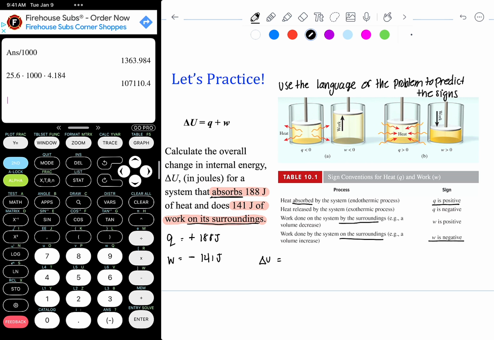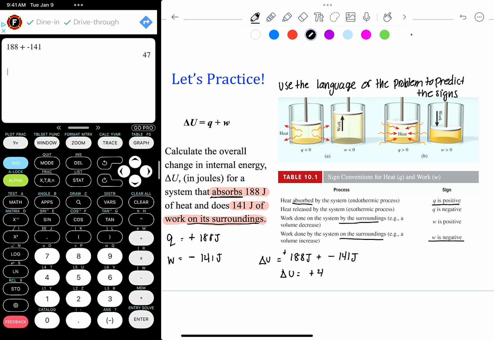Q is positive 188. We'll put a positive there. We'll add to that negative 141 joules. So we plug that into our calculator as is, 188 plus negative 141. We get that delta U is a change of positive 47. So we saw an increase in our internal energy. Okay, let's do a few more examples where we're using this language to predict our signs.